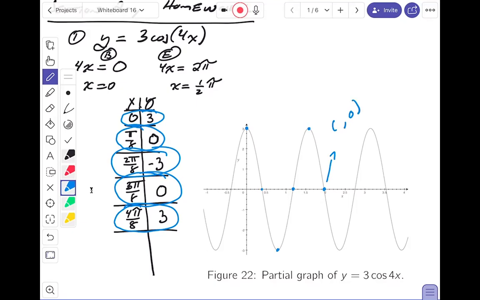Well, I hope you realize it's 5 pi over 8. I'm just moving up. What's this going to be? 6 pi over 8, comma, minus 3. What's this one going to be? 7 pi over 8, comma, 0. What's this one? 8 pi over 8, comma, 3. Hope you realize how easy that is.